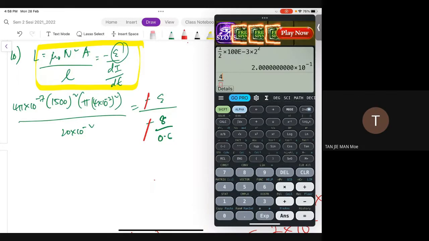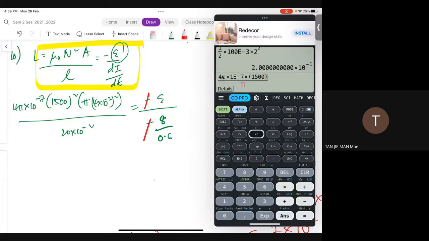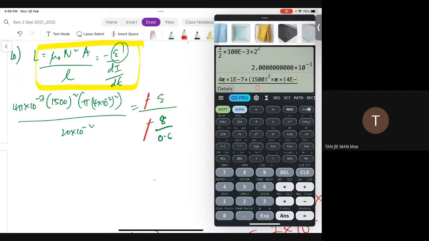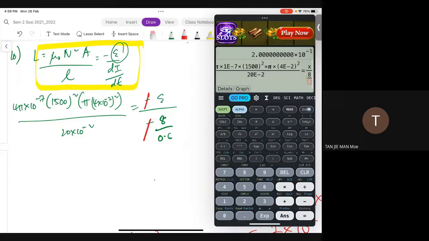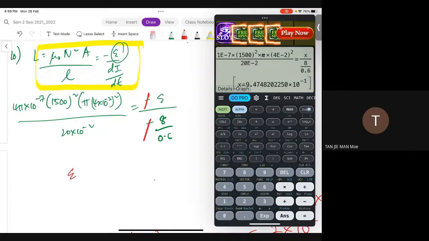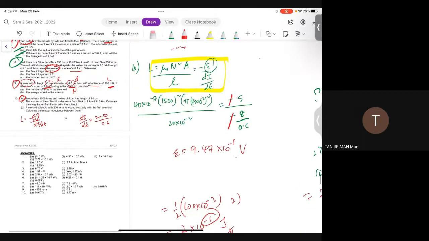Okay, 4 pi times 10 power of negative 7 times 1500 squared times pi times 4 power of negative 2 squared, divided by 20 power of negative 2. Shift solve, not shift alpha. X is my unknown. So this one per 8 divided by 0.6. So my answer for EMF is 9.47 times 10 power of negative 1 volt.